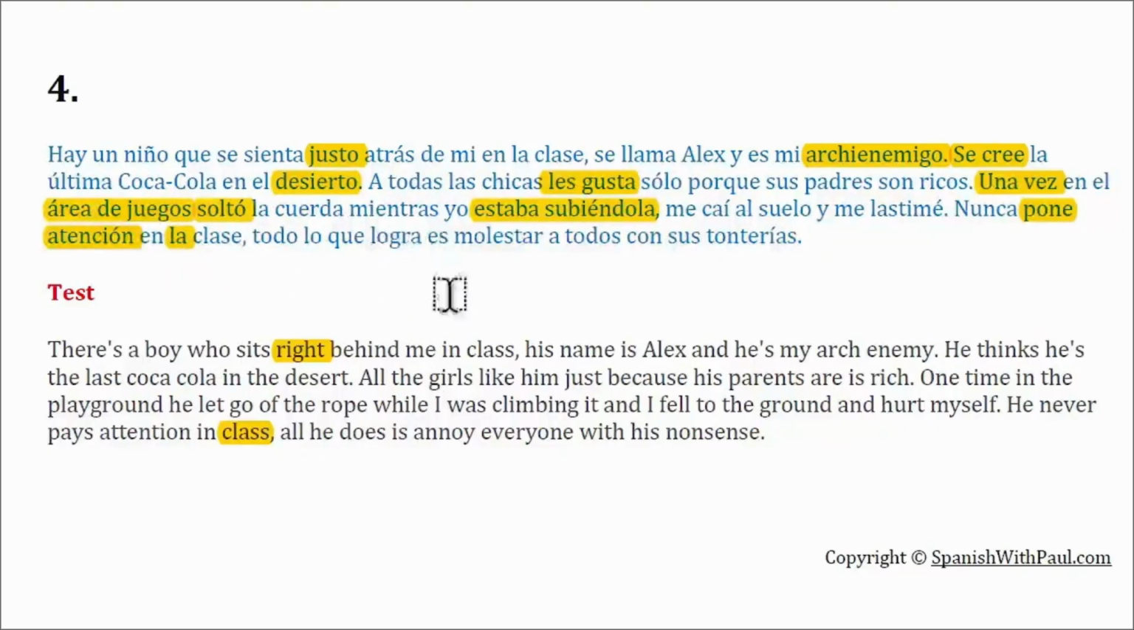Todo lo que logra es molestar a todos con sus tonterías. Tonterías again, his silliness or his stupid behavior, his nonsense. This is the personal a because we have is to annoy, molestar a todos, to annoy everyone with his nonsense. Also, notice here that in English we say all he does is annoy everyone, but in Spanish would be all that he achieves is to annoy everyone, because lograr is to achieve. So todo lo que logra, all that he achieves is to annoy everyone with his nonsense.